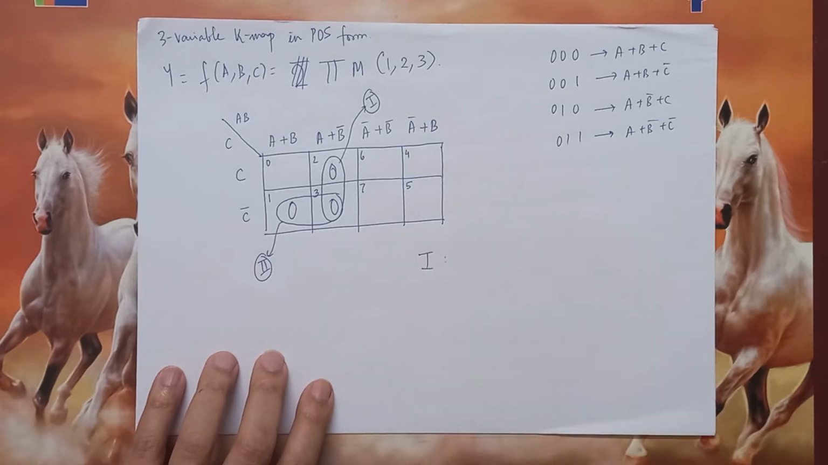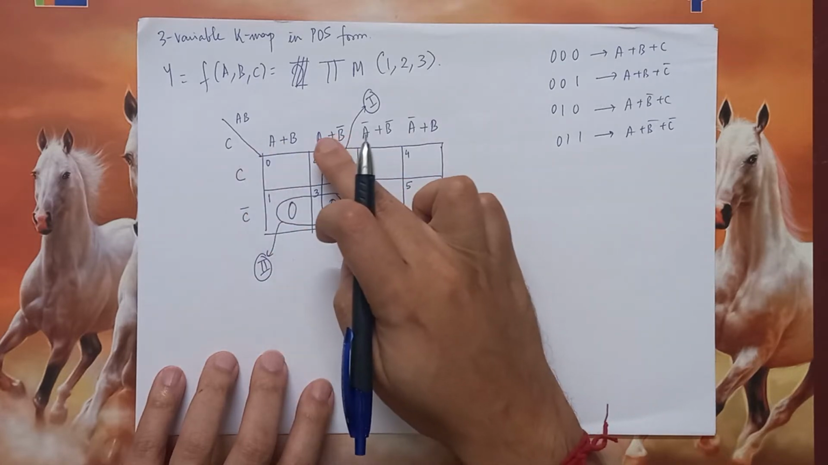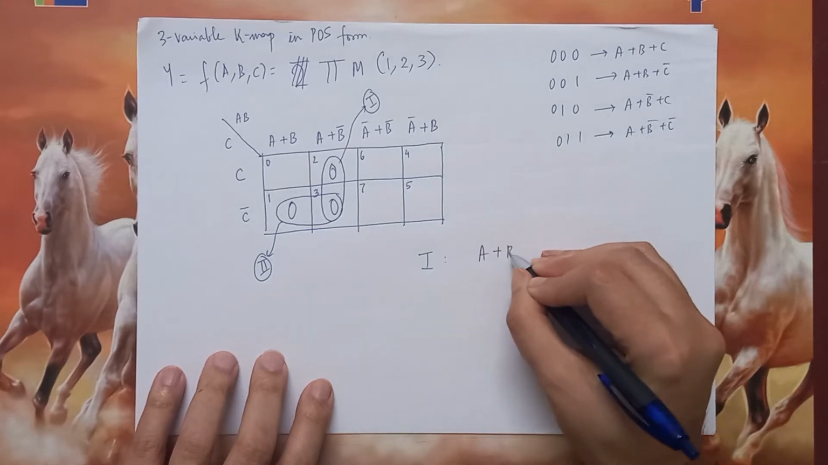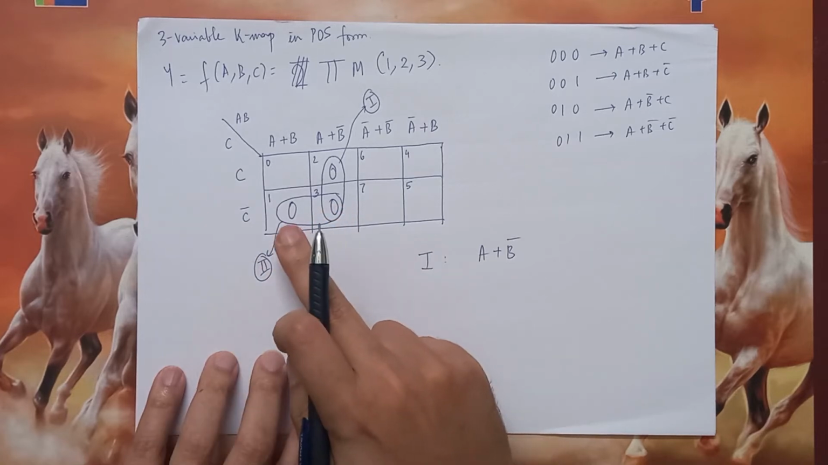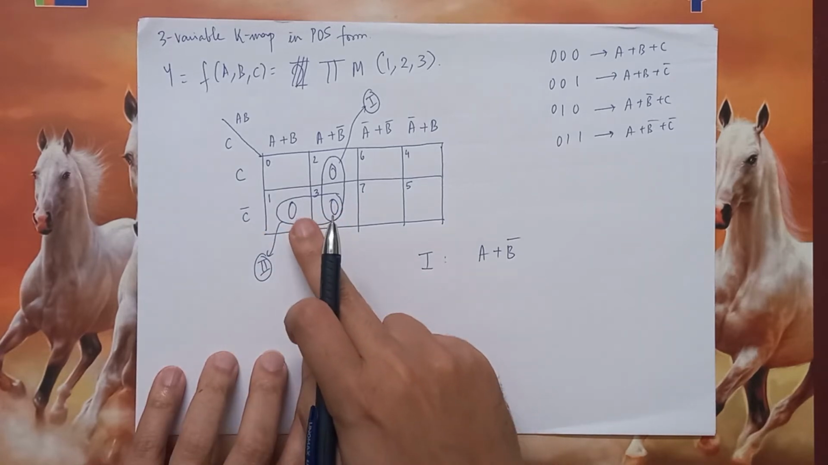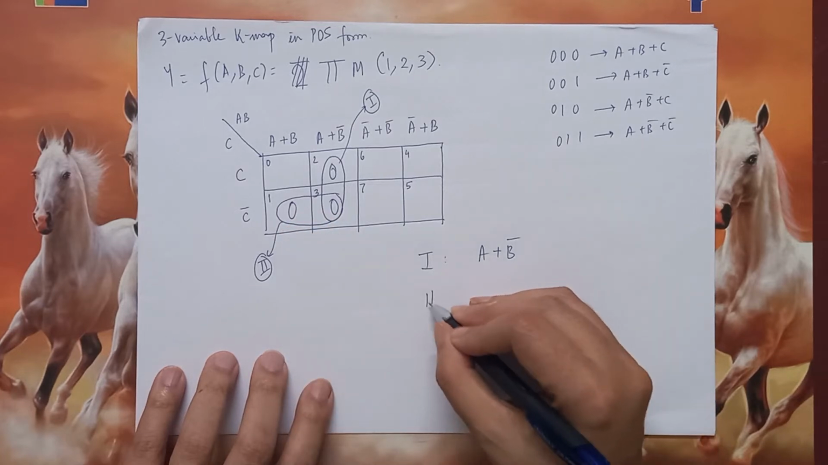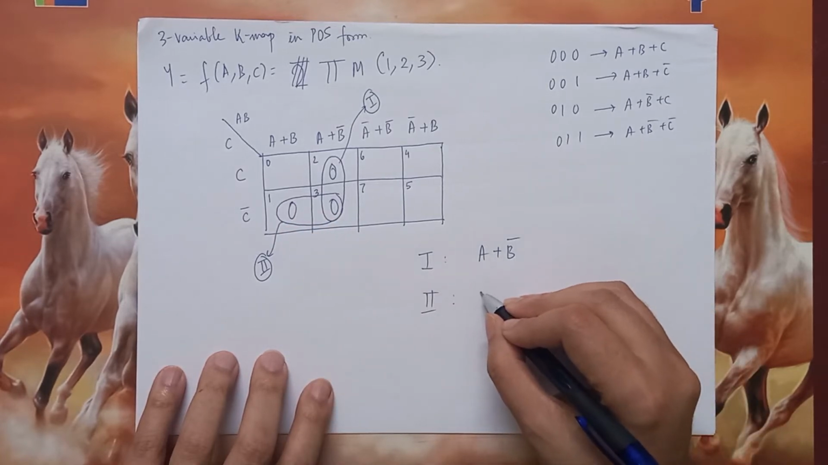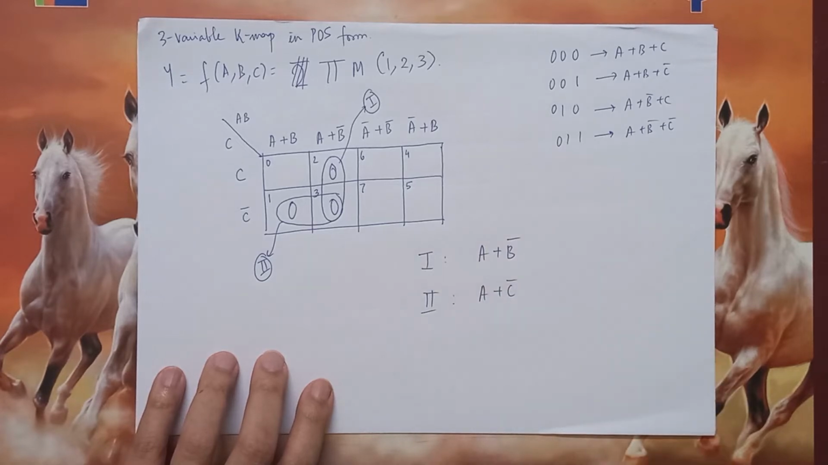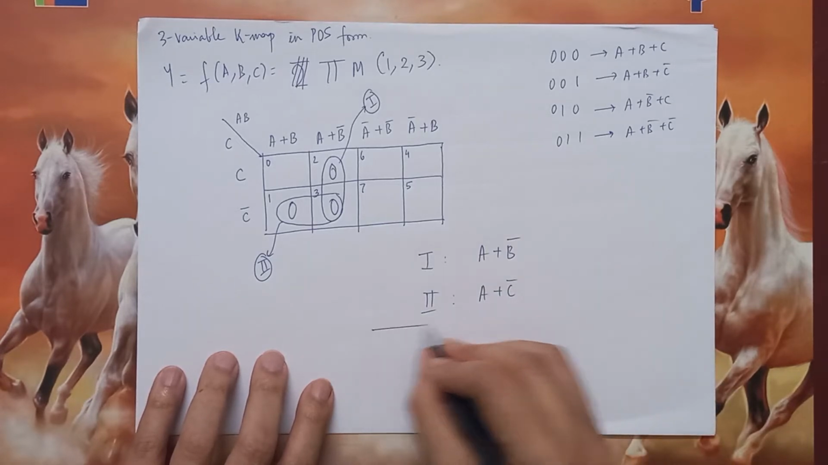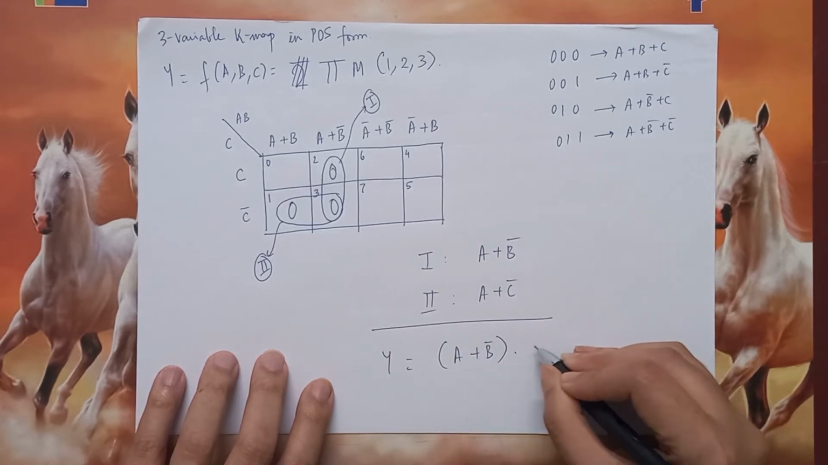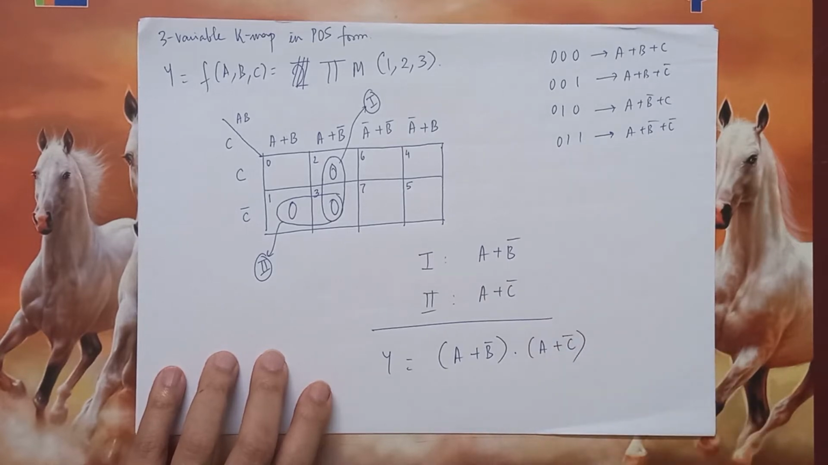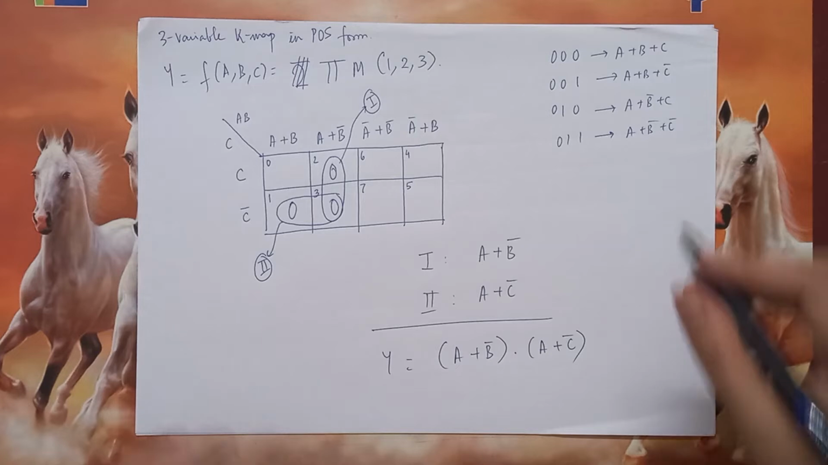So now let us see what is the term corresponding to each group. For group number 1, the common term is A plus B bar. And corresponding to group number 2 is A plus C bar, because B and B bar will cancel over here. A plus C bar. So therefore, Y will be the product of these two, that is (A plus B bar) dot (A plus C bar). That is the answer.